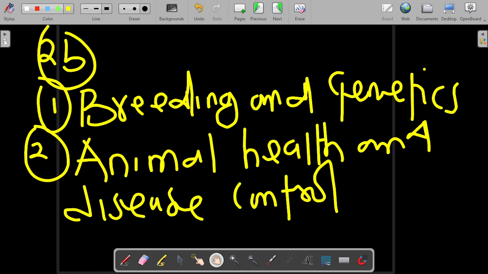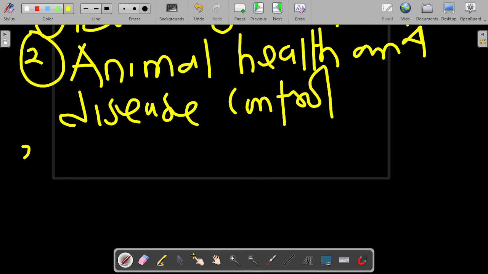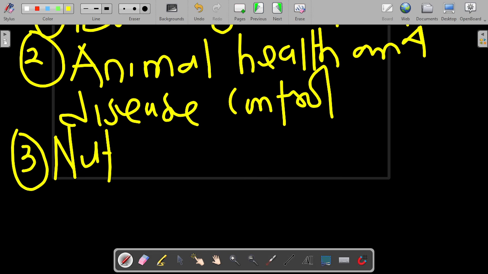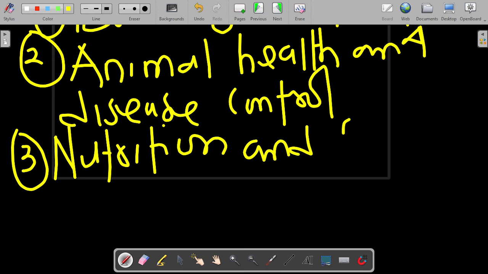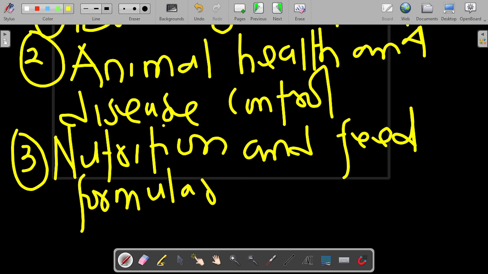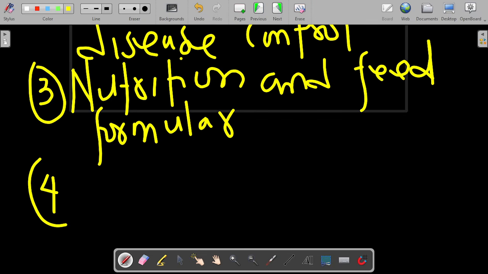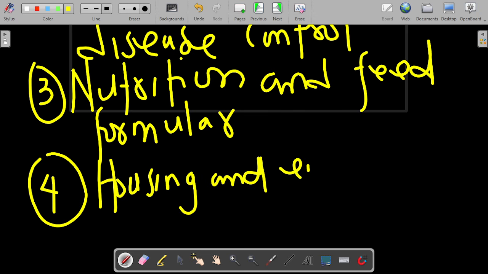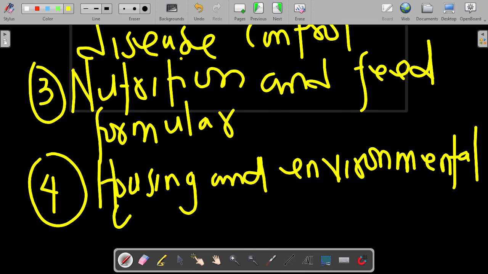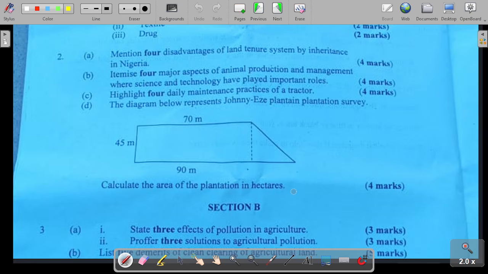Then 3, we have feeding and nutrition, and feed formulation. And number 4, housing and environmental control.